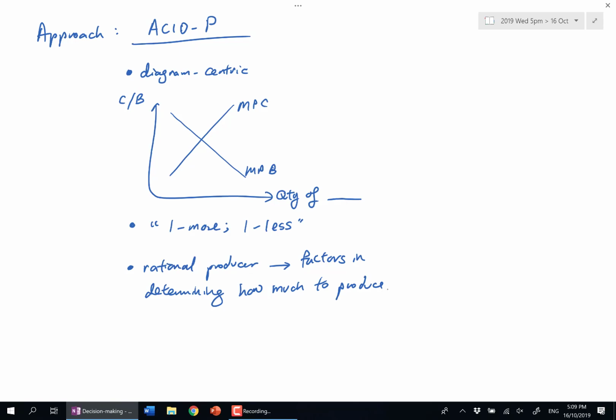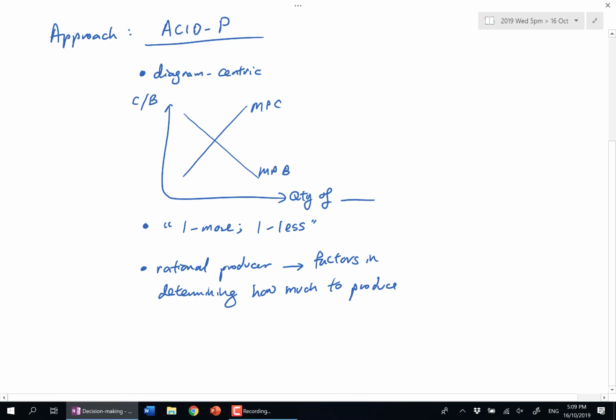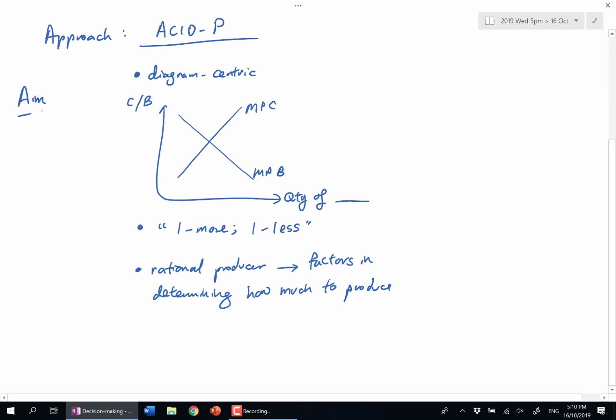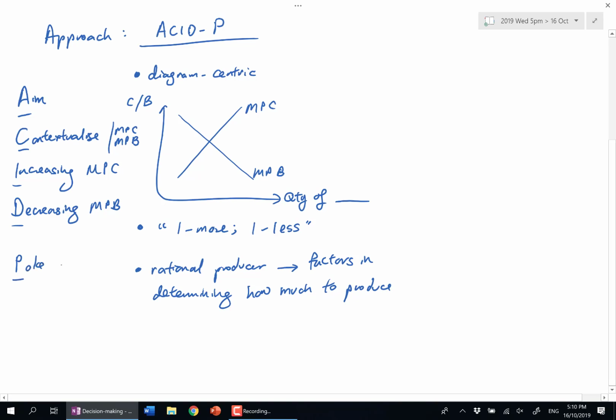Questions? Okay, so SCP means you start with the aim, you explain why there's increasing MPC or PMC, they mean the same thing. Sorry, there's also another step here. C for context. Contextualize MPC, MPB. Then explain why there's decreasing MPB. And finally, poke the equilibrium.